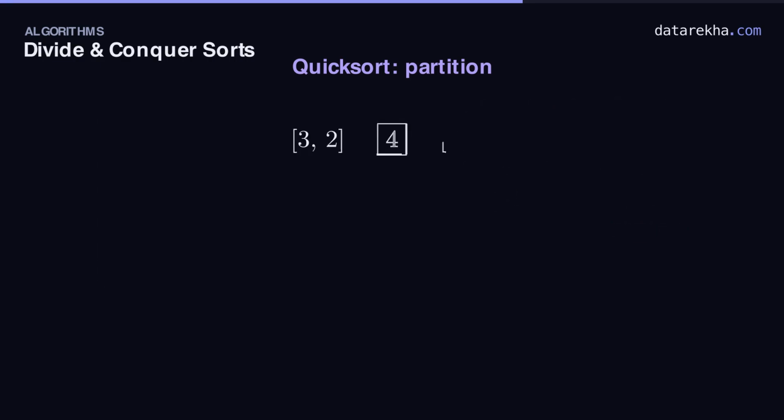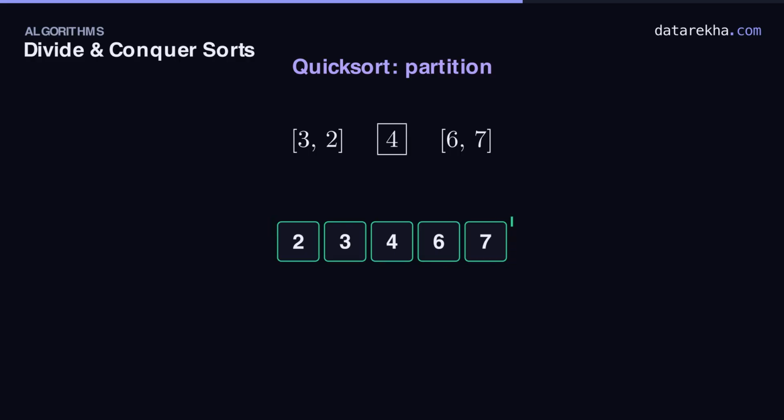Now quicksort simply repeats itself on the two sides. Sort 3, 2. One more partition flips it to 2, 3. The right side, 6, 7, is already in order. Glue the pieces around the pivot, and the whole array comes out sorted: 2, 3, 4, 6, 7. Every pivot, as it settled, dropped one element into its final home. No separate merge needed. That is quicksort.